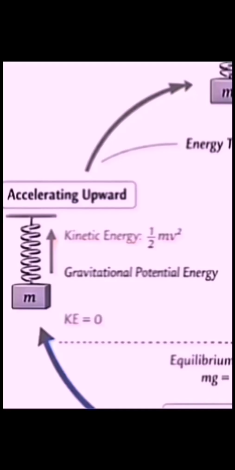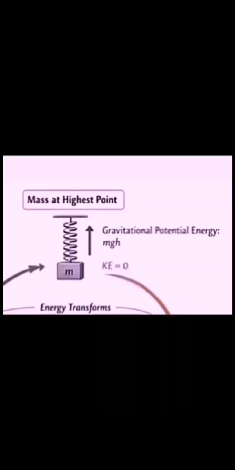So as the mass accelerates up, that elastic potential energy converts to kinetic energy, so we've lost all this potential elastic energy, it's now all in kinetic energy, and that will carry the mass up against gravity. So now we're at the top, all that kinetic energy has converted into gravitational potential energy in the form of mgh.